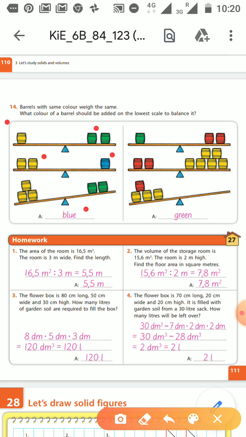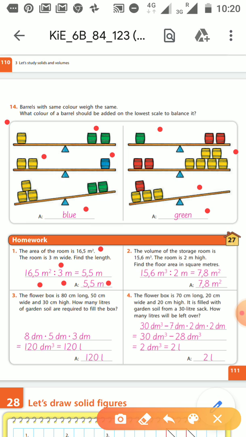And on this one, same again. You know what equivalent measures are, and you've got to work out what goes on this side. All right, and on this side, it would be a green one. Then there's the homework, which is just a recap, really. You've just got to find the missing number here. You've been given 2 numbers, 16.5 and 3. The answer is 16.5.